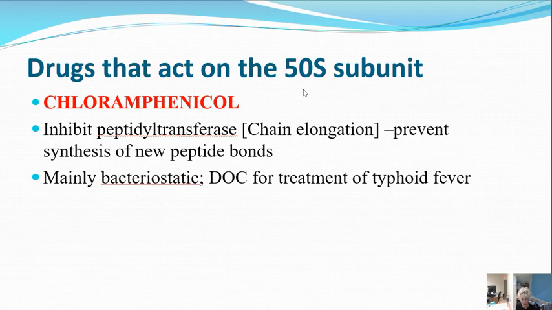So chloramphenicol, remember the gray baby syndrome? We don't give this to babies. It inhibits peptidyl transferase and chain elongation and prevents the synthesis of new peptide bonds, mainly bacteriostatic, for treatment of typhoid fever. Remember what bacteriostatic is, right? It just basically holds the bacteria down while the body can develop its own immune response.